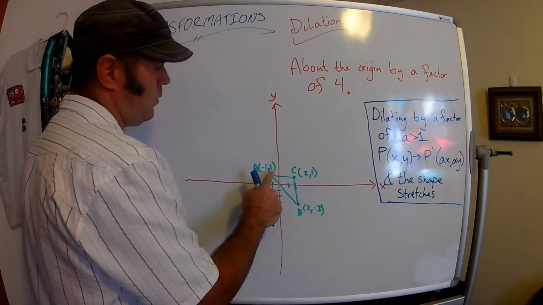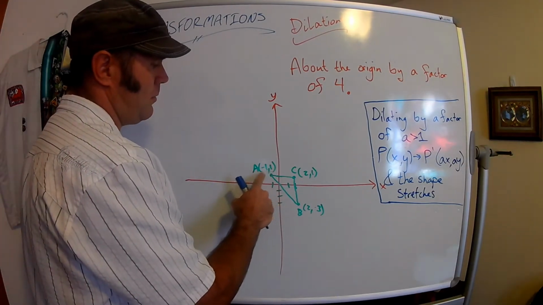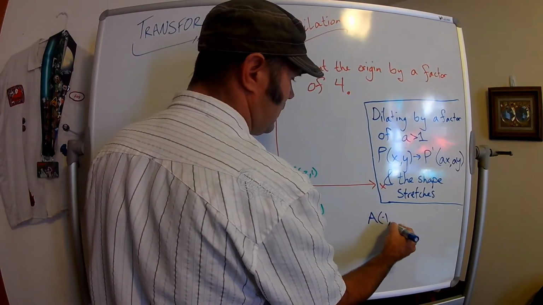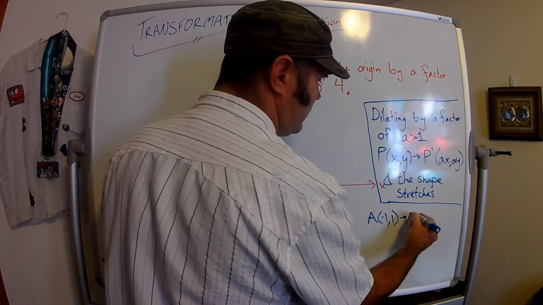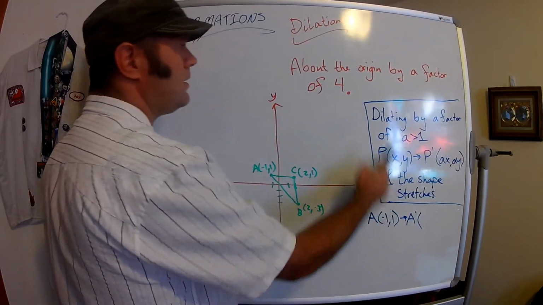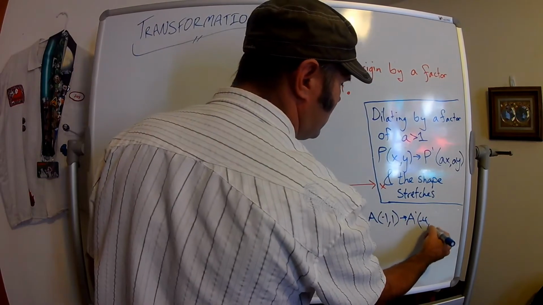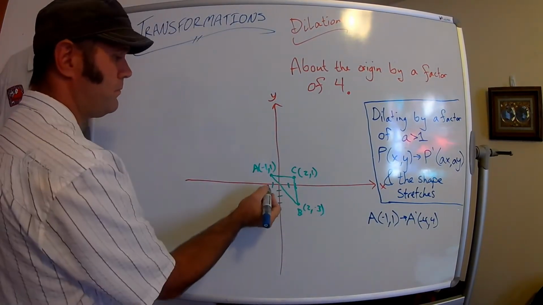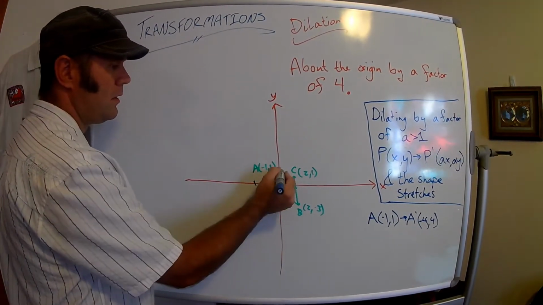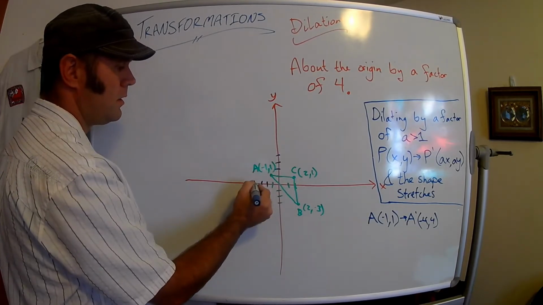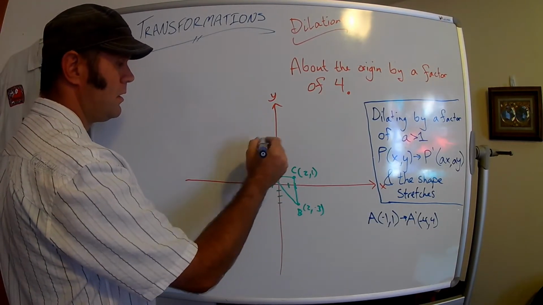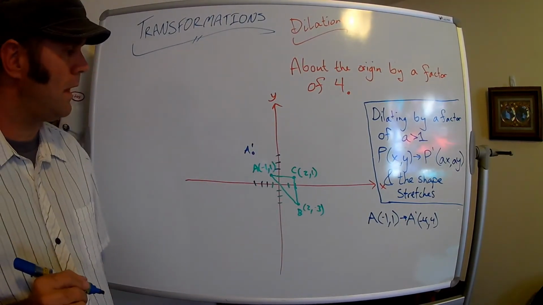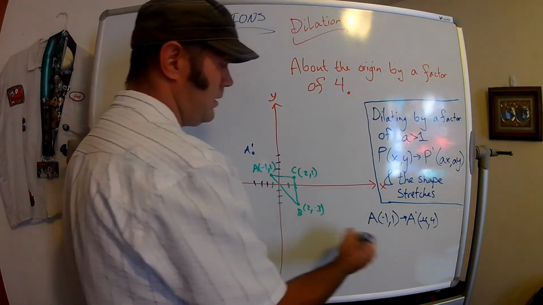We're going to take -1, 1, and we're going to multiply each of those numbers by 4. So if you want, you could write down A -1, 1 becomes A prime. -1 times 4 is -4, and 1 times 4 is 4. So -4, 4. And we get A prime at -4, 4. Okay, and then we can go to B.